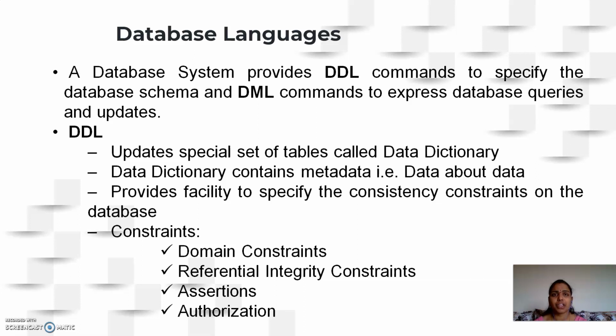So this specification of constraints on the attributes is mandatory. It must happen. When you are creating a table, don't just create the attributes but also specify the domain constraints on them. Specifying domain constraints is nothing but specifying the data types.